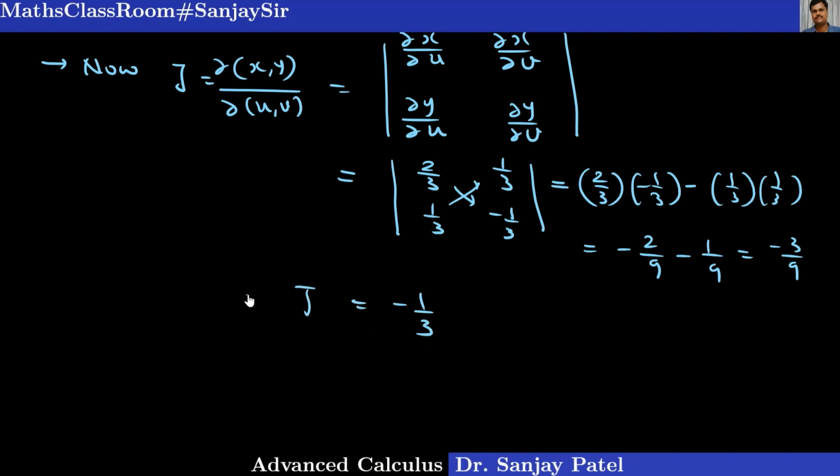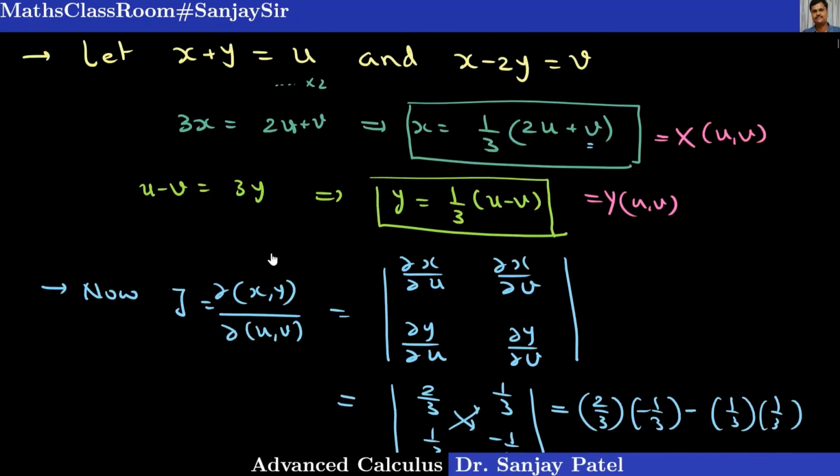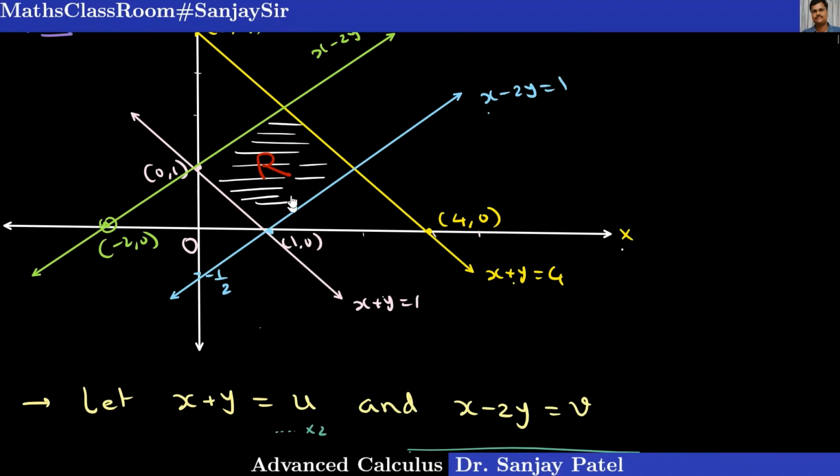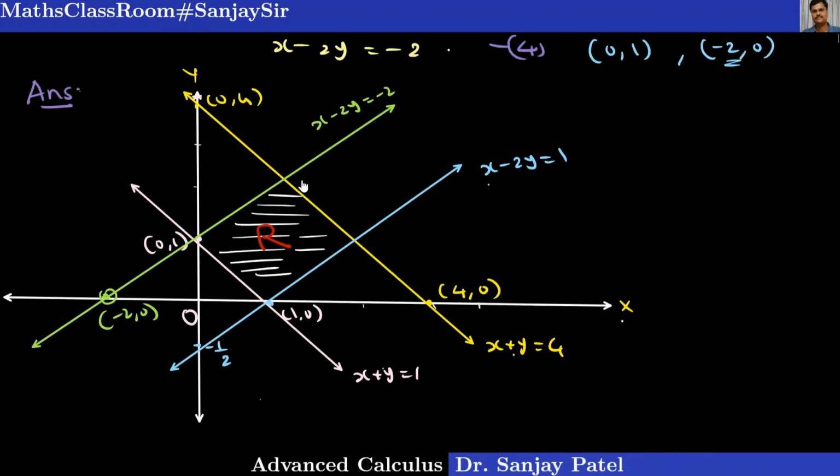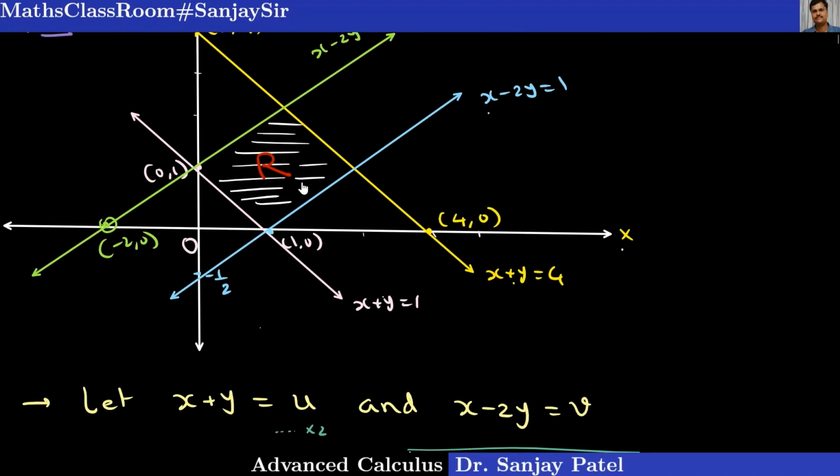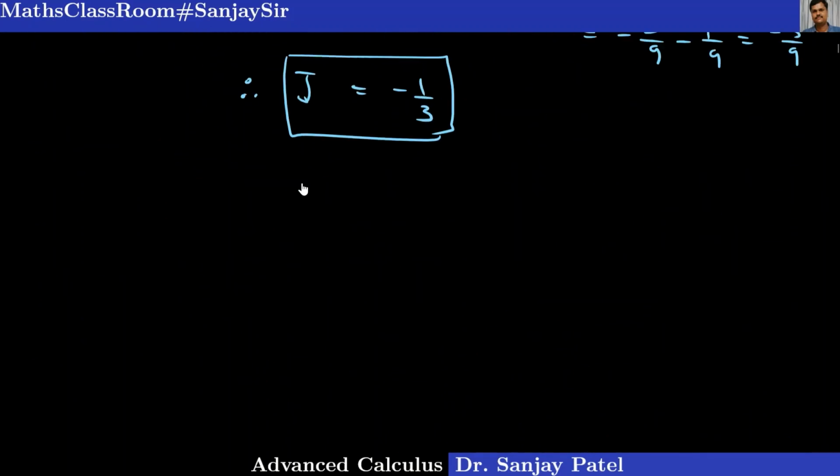So the value of the Jacobian is minus 1 by 3. Okay. And now I want to write down the new boundaries of this region in terms of the new variables u and v. So let me write this way.